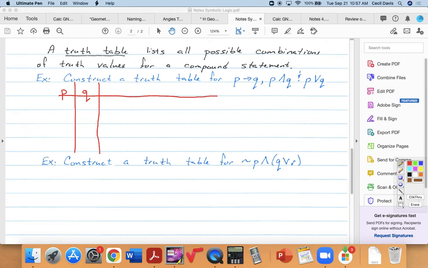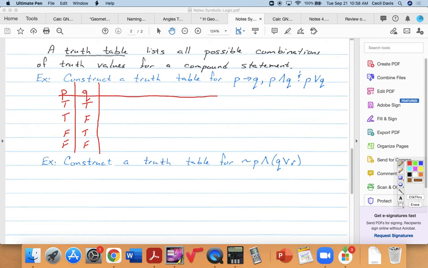There are lots of correct ways to do this. What I usually do is start with trues and falses for the last one. I just go true, false, true, false. And then here I go true, true, false, false. If I had a third one, I would go true, true, true, true, false, false, false, false. Every time you add on another statement, you're going to double the number of possibilities.